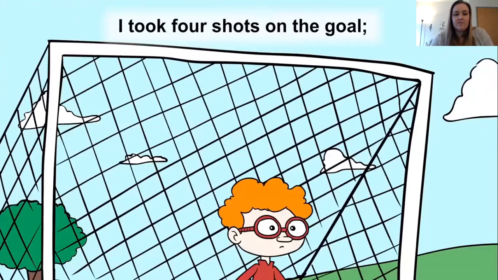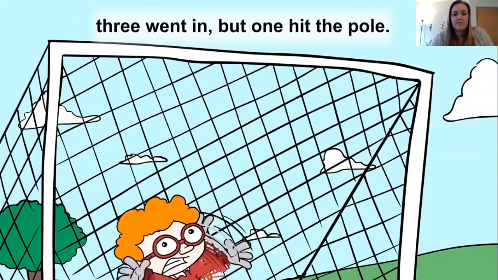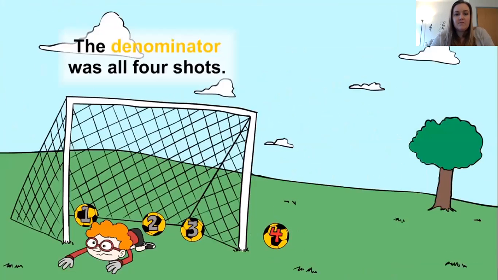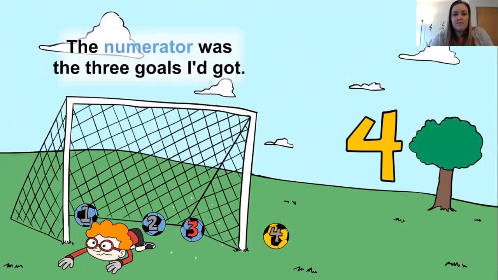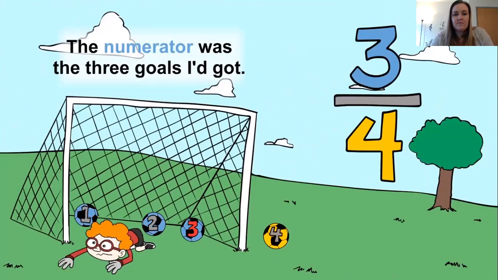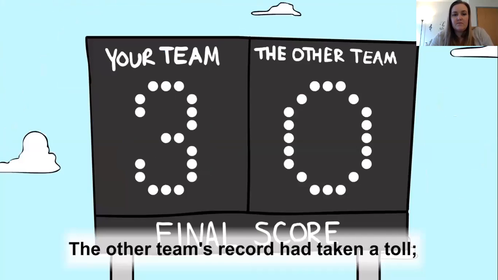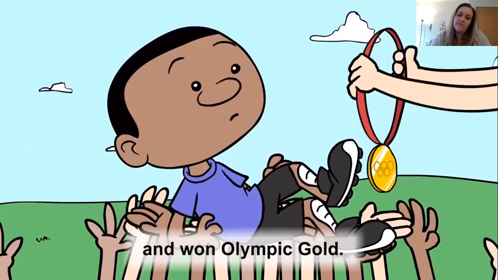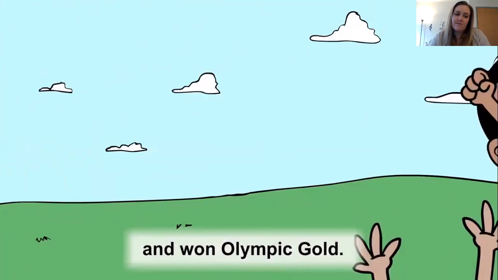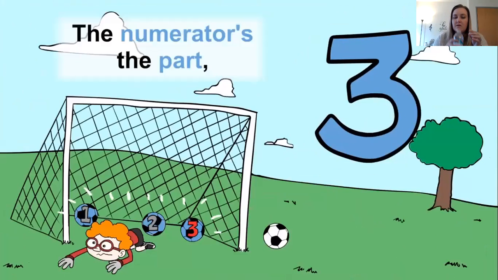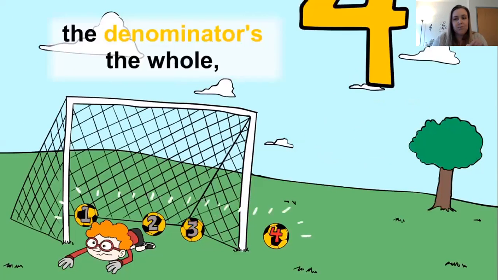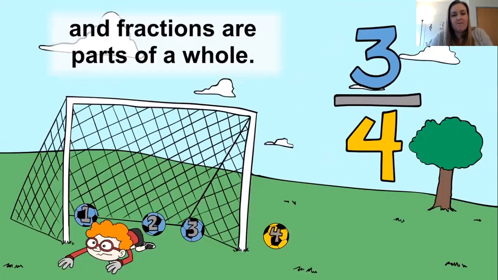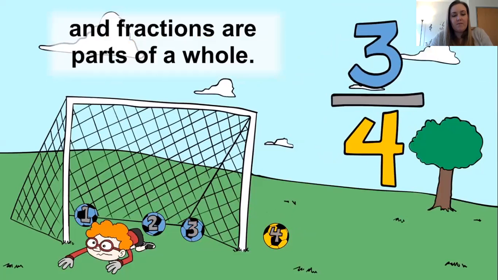I took 4 shots on the goal. 3 went in, but 1 hit the pole. The denominator was all 4 shots. The numerator was the 3 goals I got. The other team's record had taken a toll. I got 3/4 summer shots and 1 Olympic gold. The numerator's the part, the denominator's the whole, and fractions are parts of a whole.